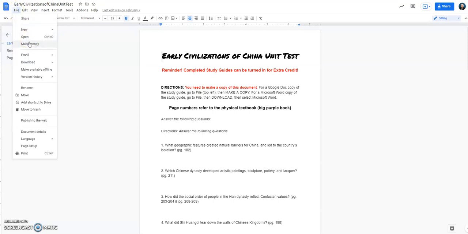If you like Microsoft Word, you're going to go to File, Download Microsoft Word, just like that. That'll download the study guide to your computer. You'll be able to open the Microsoft Word file like you would any other file, save it, type in it, all that good stuff. So yeah, there you go. File, Download Microsoft Word. Get whichever copy of the study guide you prefer.